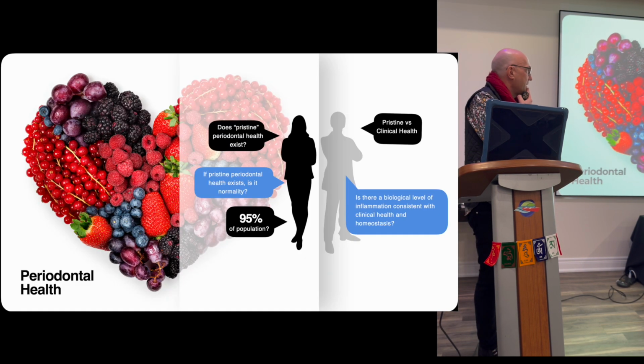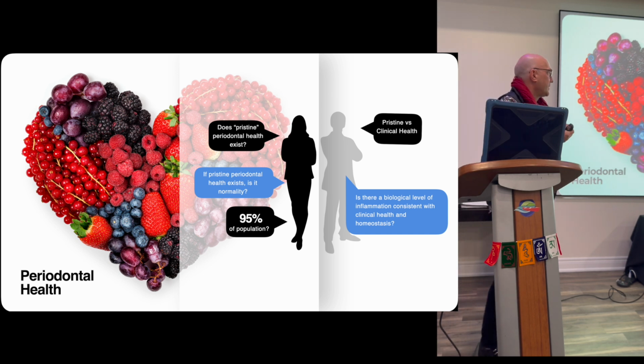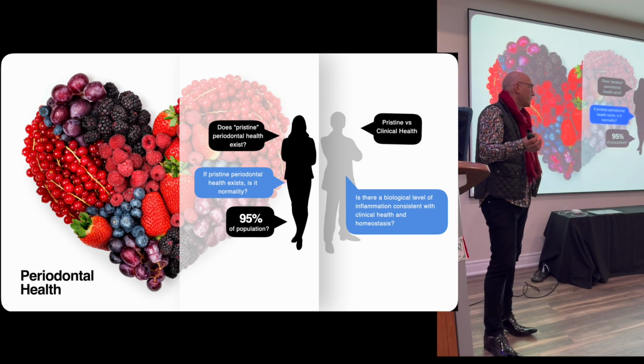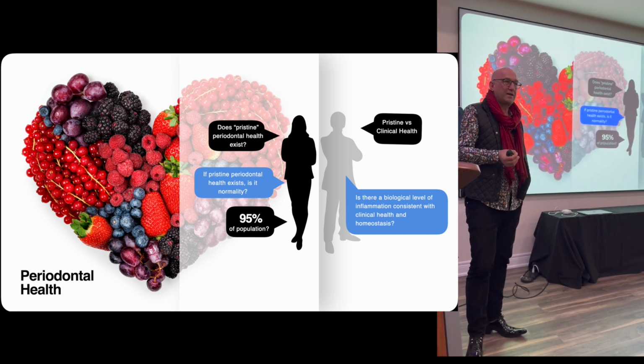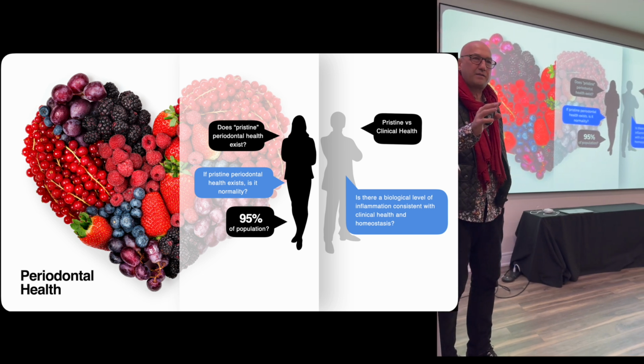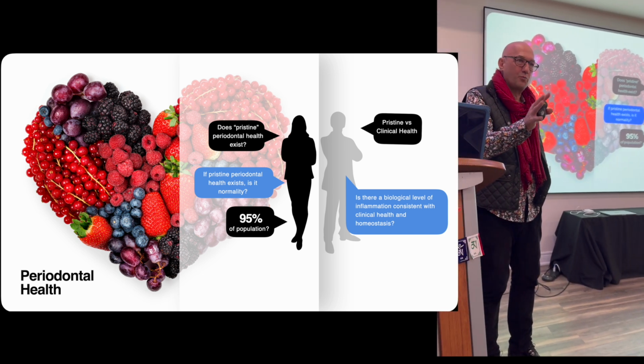So the questions that are often asked are, does pristine periodontal health exist? And if pristine periodontal health exists, is it a normality? And as I just mentioned, it's not a normality. But there's a biological level of inflammation in the new guidelines that they say is consistent with clinical health and homeostasis. So they said a little bit of bleeding, less than 10%. That's probably, we'll call it not perfect, we'll call it normal, right?